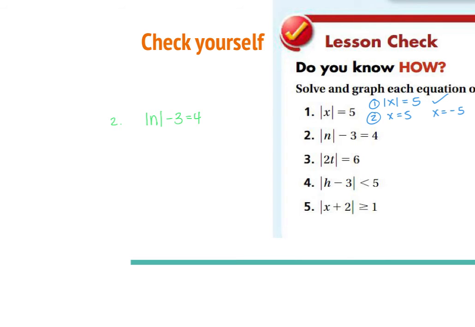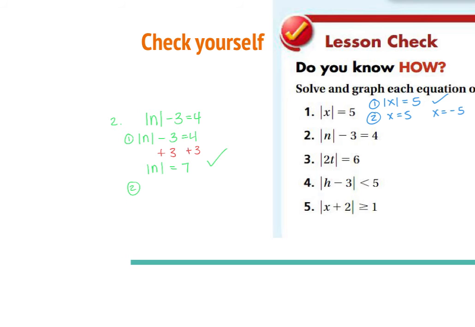-3 equals 4. Remember, step number 1, is our absolute value isolated? No, it is not. So what do we have to do? We have to isolate it by adding 3 to both sides. This becomes absolute value of n equals, the 3's cancel, and now it's 4 plus 3, which is just 7. Now we've isolated our absolute value. It is alone on the left side. All we care about is that what's outside of the absolute value has gone away.